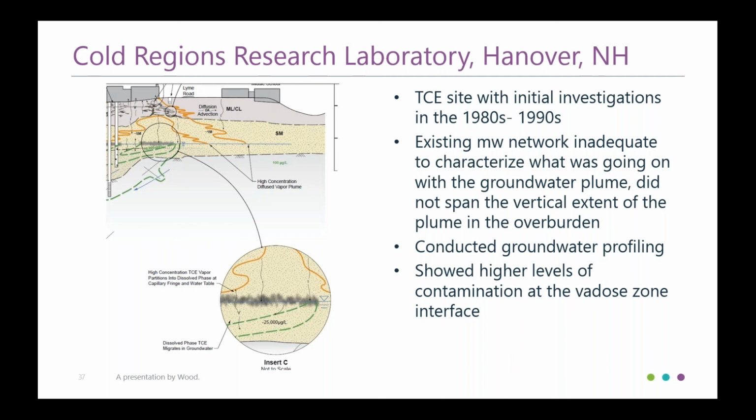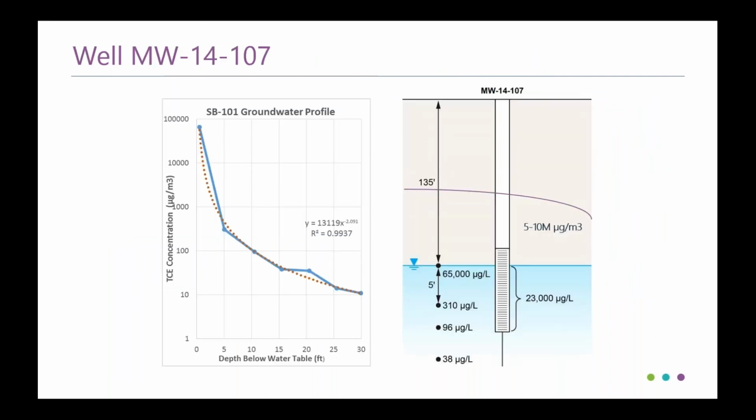But they do have a very large soil gas plume. This first graph is showing the log of the groundwater profile that they did. At the same time, they were collecting discrete samples. And on the monitoring well figure, the purple line represents the soil gas plume, which is about 5 million micrograms per cubic meter.